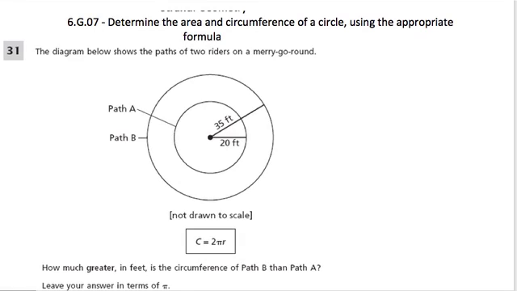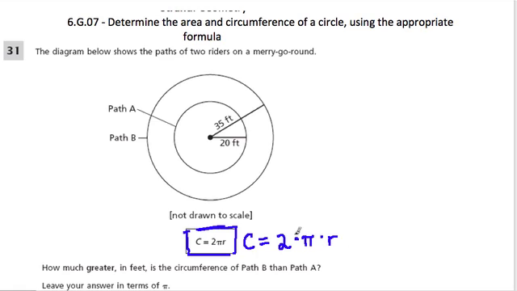Welcome to our video on circumference. The idea of circumference is right here in the formula. It says C equals 2 pi r. What does that mean? Well, C is circumference. That's the distance around a circle. 2 pi r means 2 times pi times r.